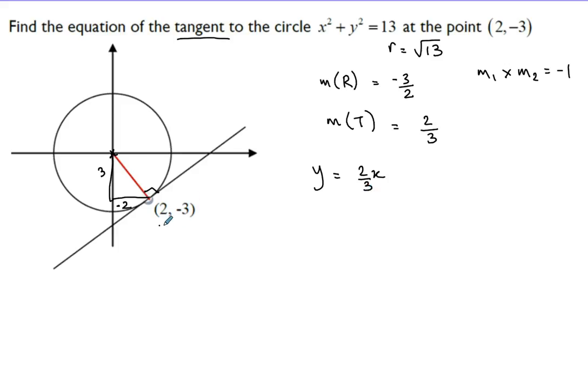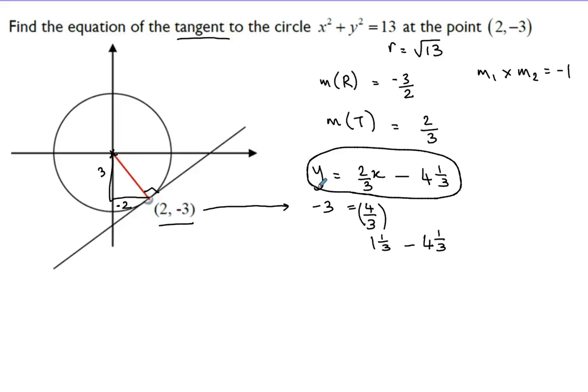Okay, now we've got a point there that lies on that tangent. So what we do is we substitute that point because it has to satisfy the equation. So instead of y, we'll put the y coordinate, -3. And then we've got 2 times 2/3, so we know that's 4/3, and 4/3 would be 1 1/3. So what do we do to 1 1/3 to get -3? We'd have to take away 3 more. So you'd have -4 1/3. So can you see your equation becomes y equals 2/3 x minus 4 1/3.